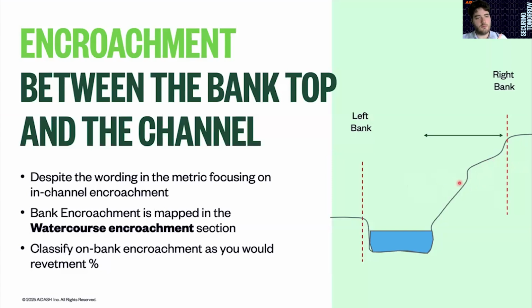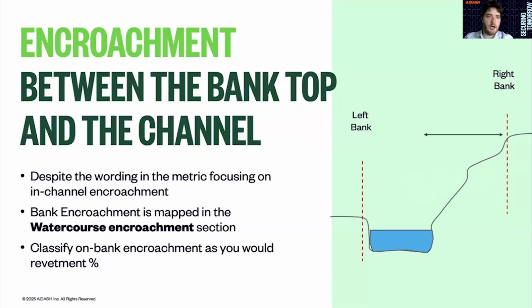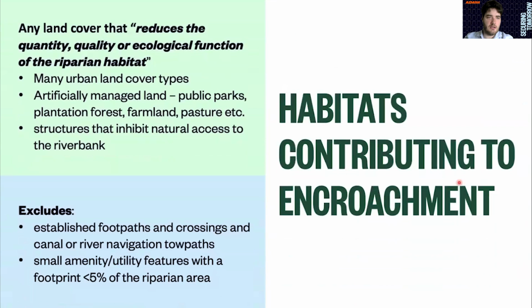So we can probably do a lot of the encroachment value for the channel directly from that RCA survey, aside from the kind of provisos that I've made earlier about the thresholds being slightly different. Whereas encroachment that is to do with the riparian zone is mostly to do with habitats. So we're talking about any land cover type that reduces the quality, quantity, or ecological function of the riparian habitat.